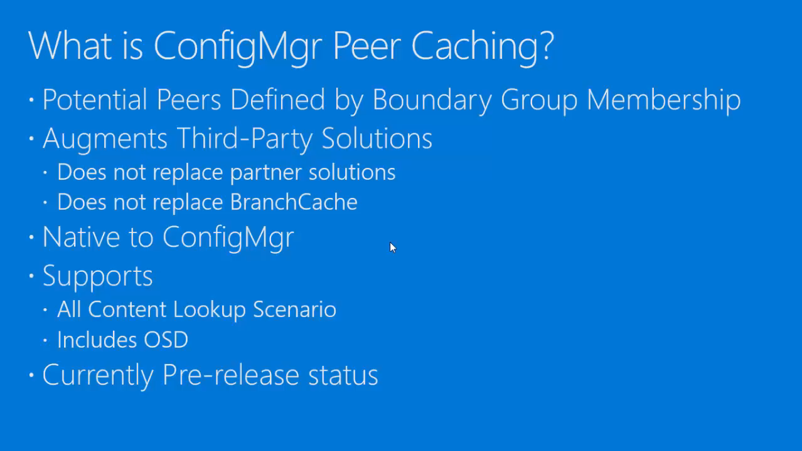So ConfigMgr is native. ConfigMgr peer caching is native to ConfigMgr. It does support all content lookup scenarios. It does include OSD. As of this recording, ConfigMgr current branch 1706 is the current iteration. As of this recording, peer caching for both OSD and content lookup outside OSD is in a pre-release status.